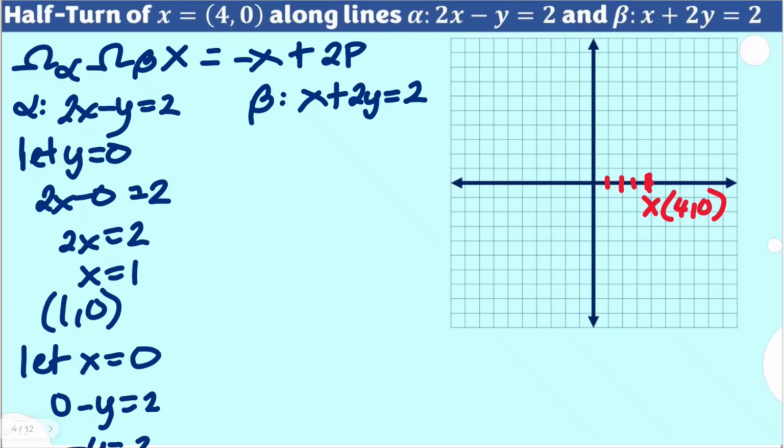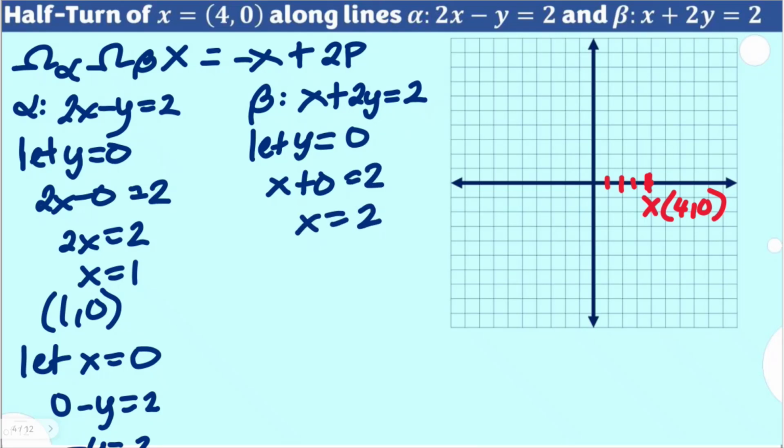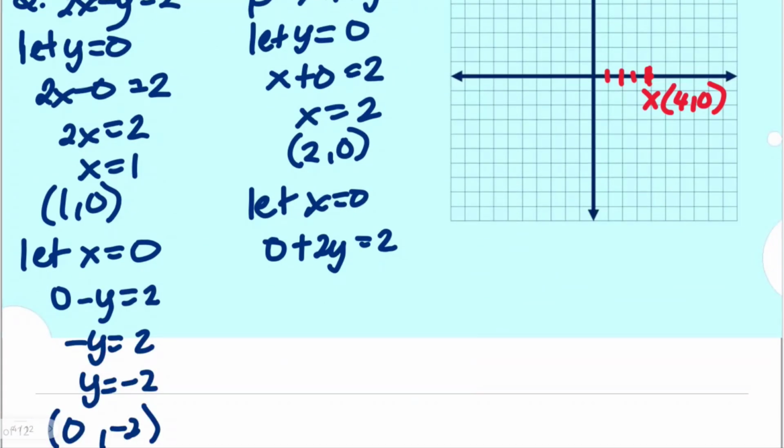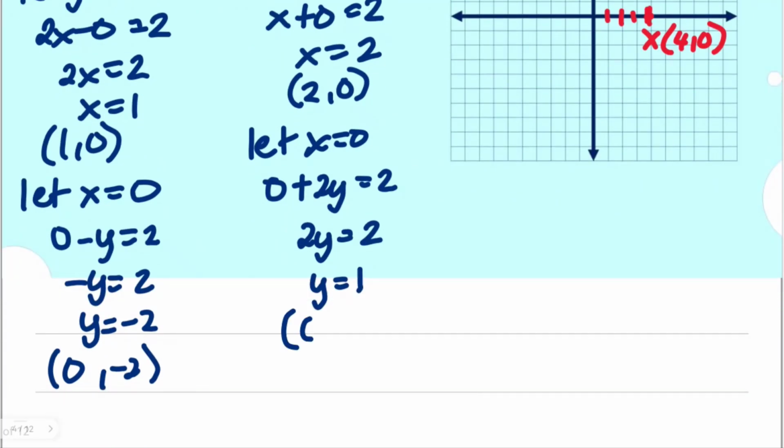How about for our beta? Let y be equal to 0. So x plus 0 is equal to 2, x is 2. Its x-intercept is (2, 0). For the y-intercept, let x be equal to 0. 0 plus 2y is equal to 2, so 2y is equal to 2, y is 1. So you have (0, 1).